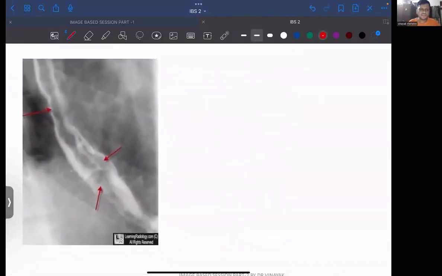Patient of CLD now presented with hematemesis. Investigation was done, and this is the picture which we are seeing. What is the diagnosis? What happens in CLD patient? If you know it, the answer is in front of you. Even you don't need to look at the image.